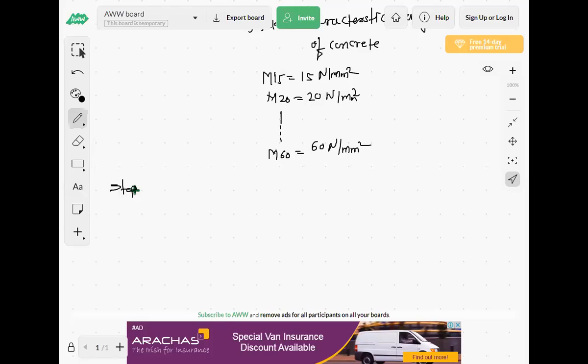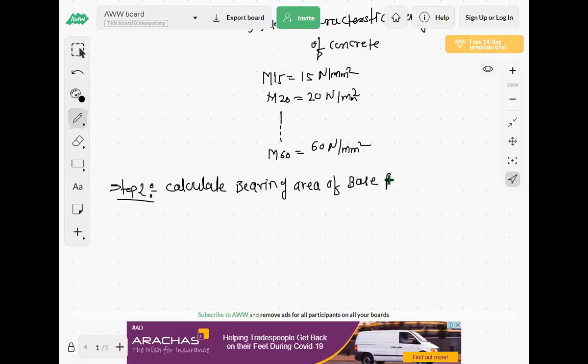Now step 2 is calculate the bearing area of the base plate. Whatever base plate we are providing, we have to find the bearing area of that base plate. That is AP, which is nothing but the area of the base plate.